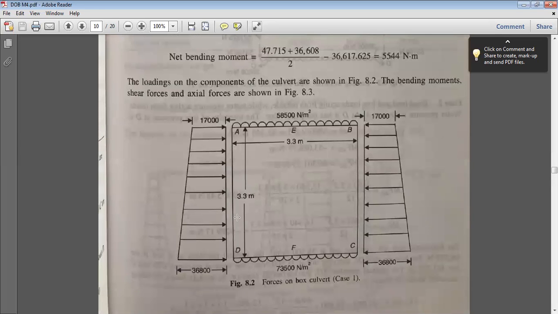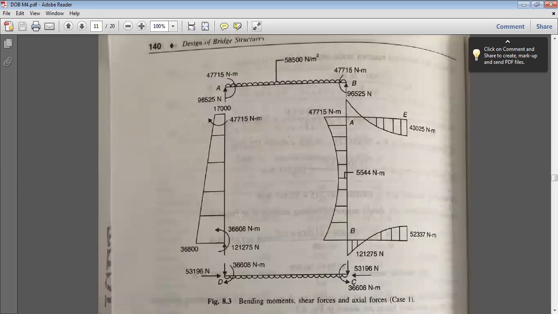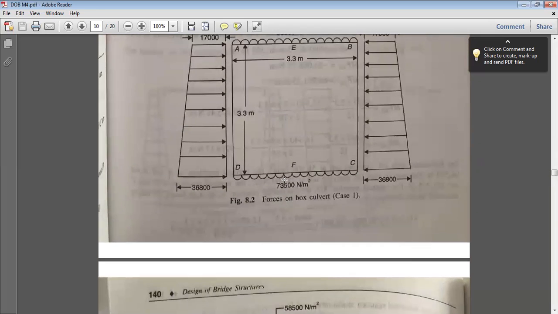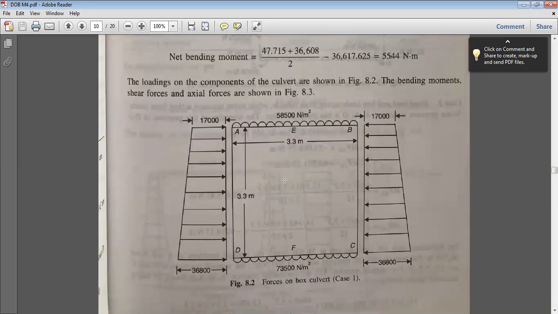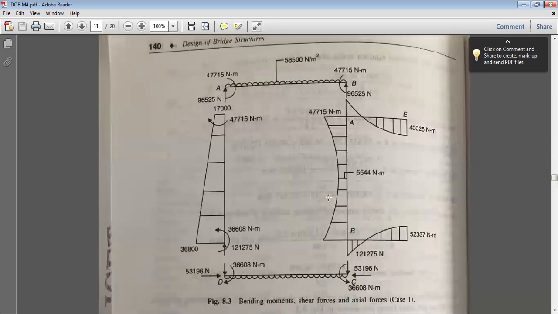Right? So this completes the calculation of shear force and bending moments for the box culvert for load case 1. That is dead load, live load, soil pressure from outside, okay, no water pressure from inside. So this will give you the moments and shear force calculation. Okay. So for these moments, how to provide the reinforcements we will study.